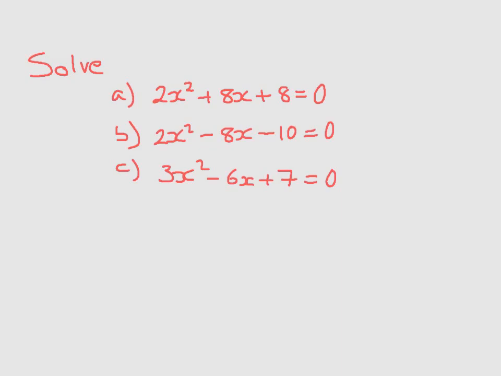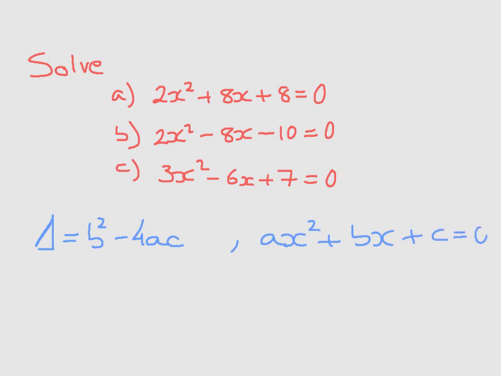We're being asked to solve three different quadratic equations. We're going to do this using a two-step method, which involves the discriminant of a quadratic. And here's just a quick reminder: the discriminant, which we write capital delta, is always equal to b squared minus 4ac. And that's referring to the generic quadratic equation which I'm writing here, ax squared plus bx plus c equals 0.